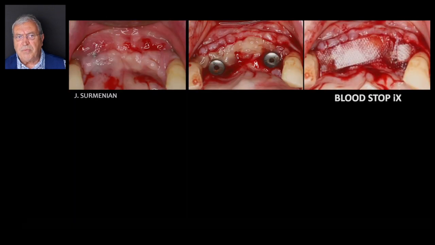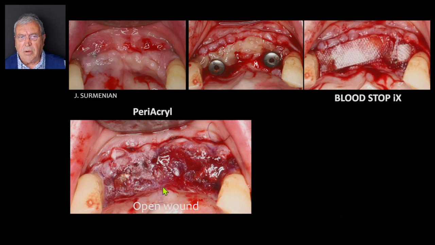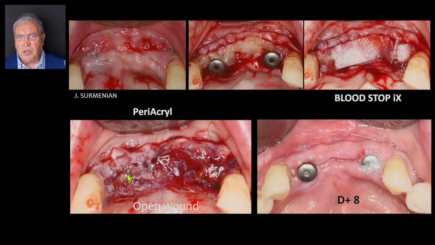When we want to improve the soft tissue thickness, we can do the connective tissue graft, but we can use the open wound technique. We use the blood stop and the acrylic glue, and then we can improve the soft tissue thickness without making any management of the soft tissue.